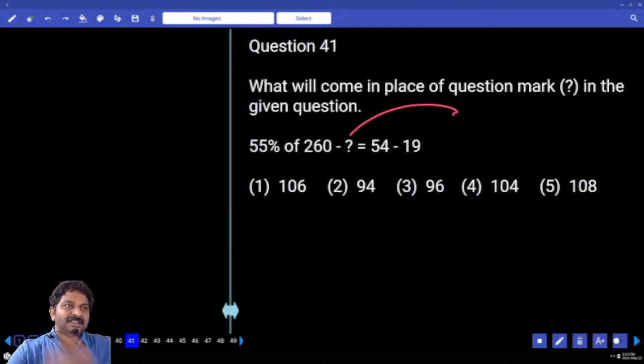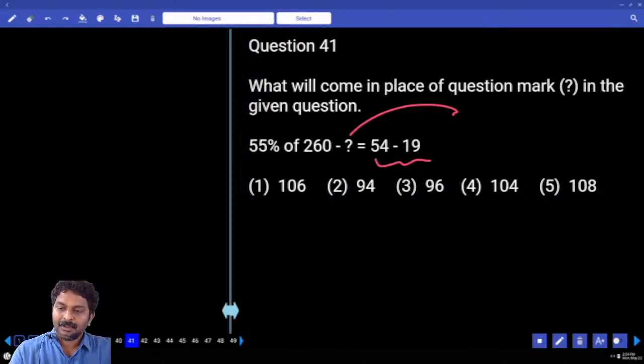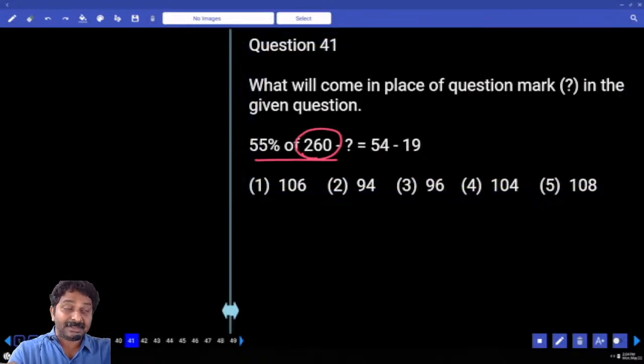Minus x goes to the other side. These two come to the left hand side, correct? Look at your options and let's see. 55% of this number: 50% plus 5%, 50%, 5%, total.